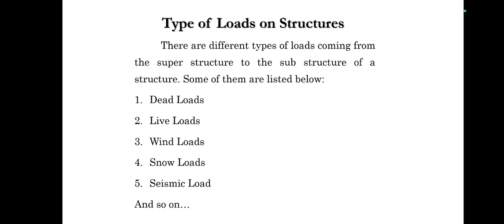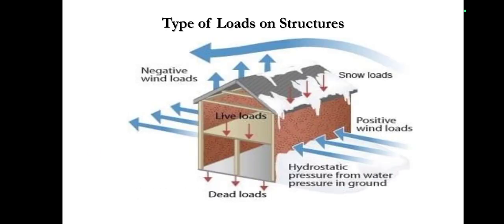Some of the types of loads on the structures are listed in this slide. First, we will consider dead load, live load, wind loads, snow loads, and seismic loads, or you can say earthquake loads, commonly known as earthquake loads. In this picture you can see a combination of every load: dead load and live load acting on the walls, wind load acting, snow load acting, and seismic loads, which are earthquake loads, can also be shown in this image.